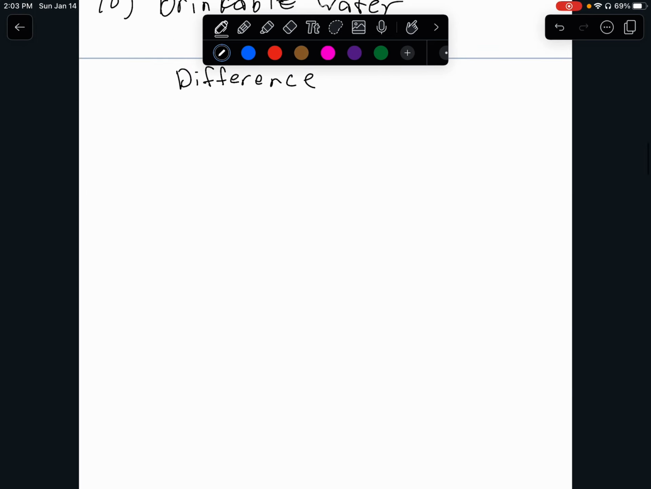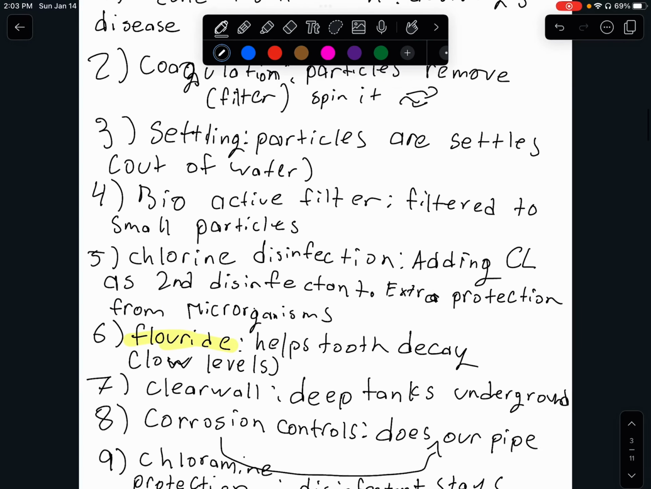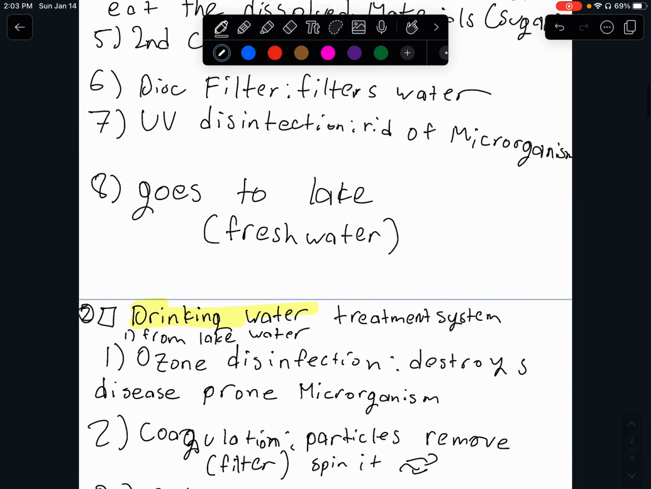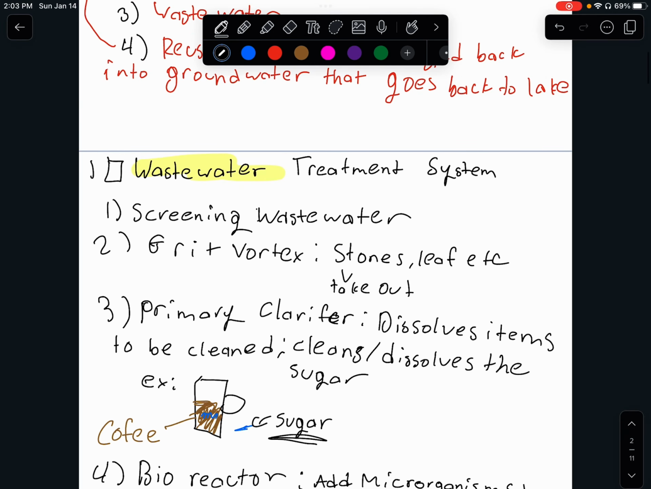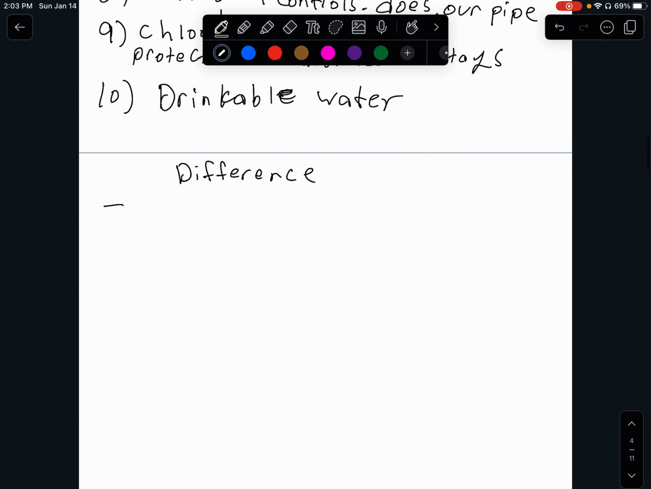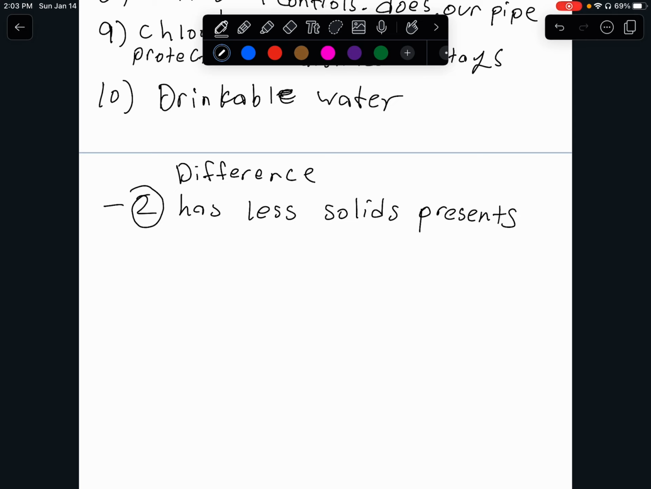So the difference in these two systems, right? One's waste, one's treated. What the water treatment system does, so I'm going to label these as system 2 and system 1, just so we're all on the same page. So system 2, system 1. System 2 has less solids present, right? Versus our wastewater, we have a lot of solids present because it's waste, right?